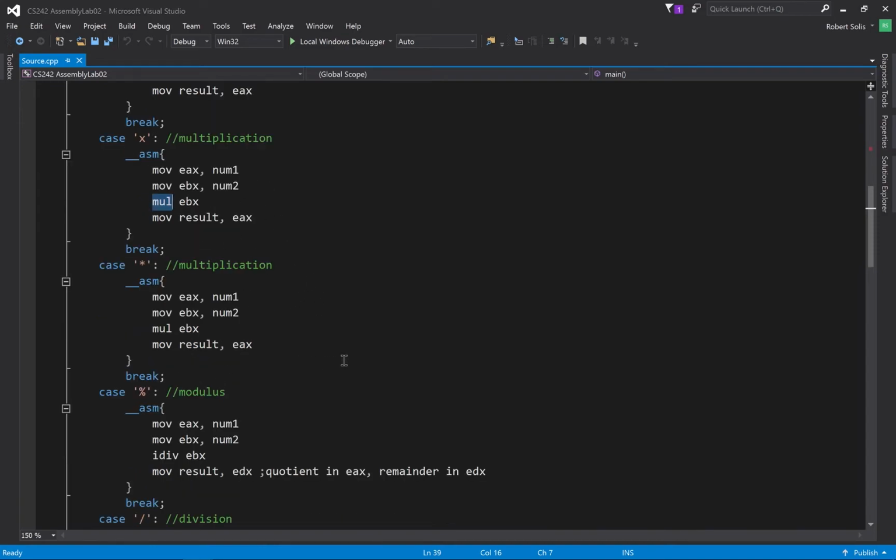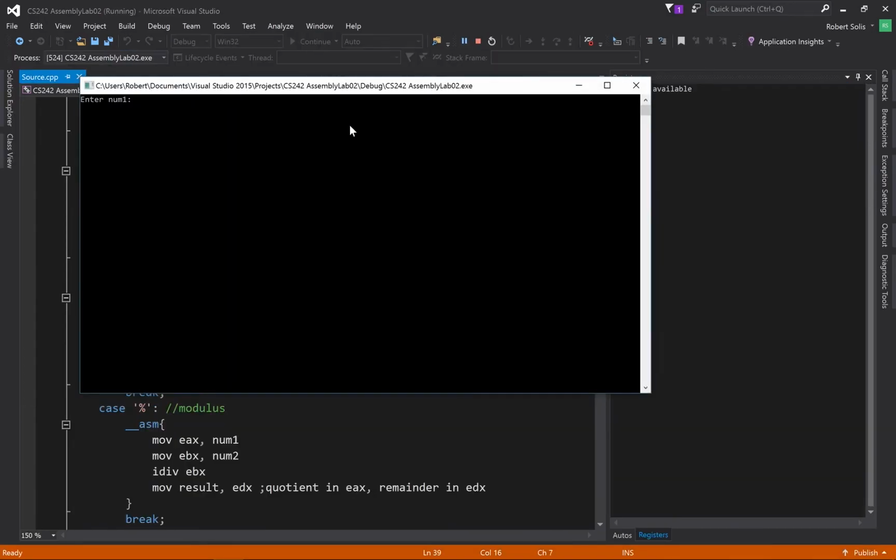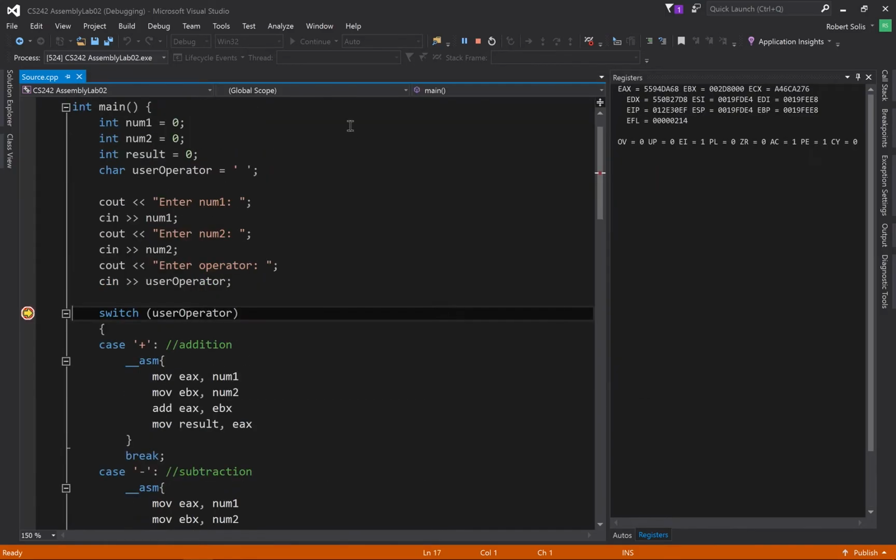How about modulus? Let's consider modulus. So remember, modulus is find what the remainder is. So let's go ahead and say I have the number 5 over here and the number 2 over here, and I'm going to put the percent symbol. So what I'm asking for is, what is the remainder of 5 divided by 2? Well, 5 divided by 2 is 2 with a remainder of 1. So let's see what happens here.